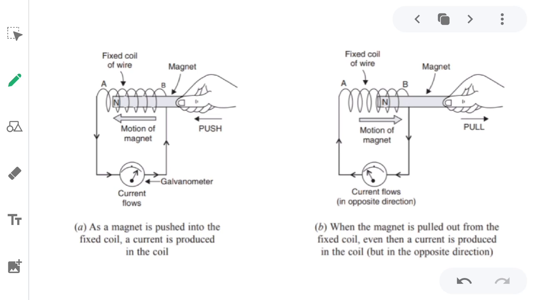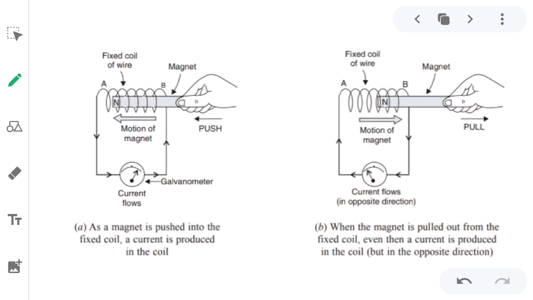So we come to the conclusion that the condition necessary for the production of electric current is that current will be produced only when the magnet moves or when the conductor moves. The relative motion should be there.